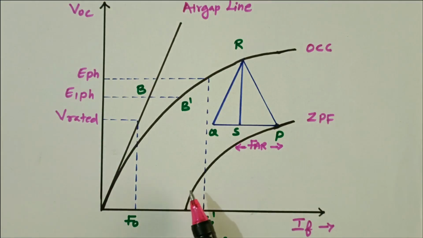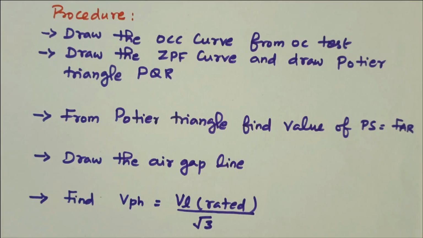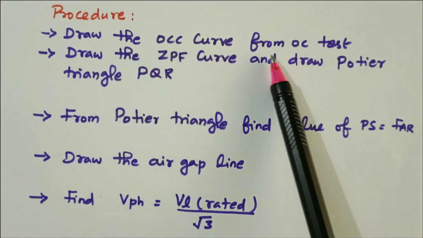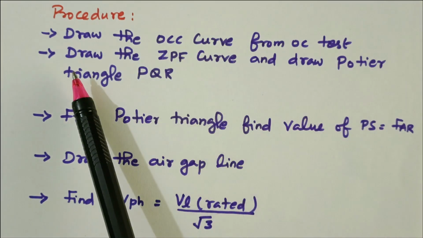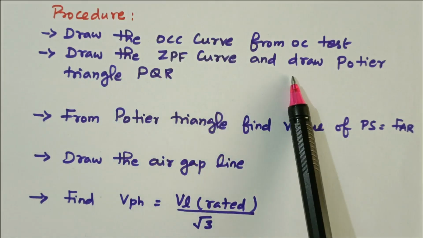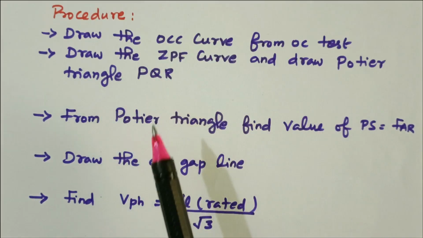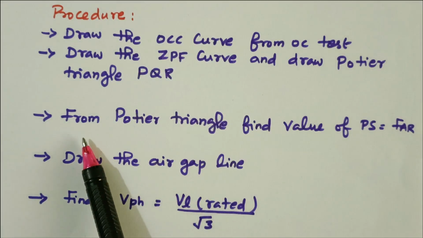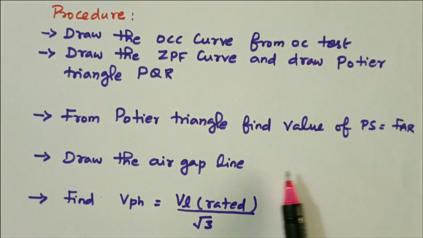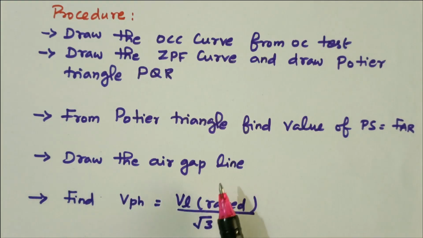So what we discussed, now we'll see the procedure step by step. The procedure: draw the OCC curve from the OC test. What we discussed, the description is there. Draw the ZPF curve and draw the Potier triangle PQR. From the Potier triangle, find the value PS equal to FAR. Draw the air gap line.